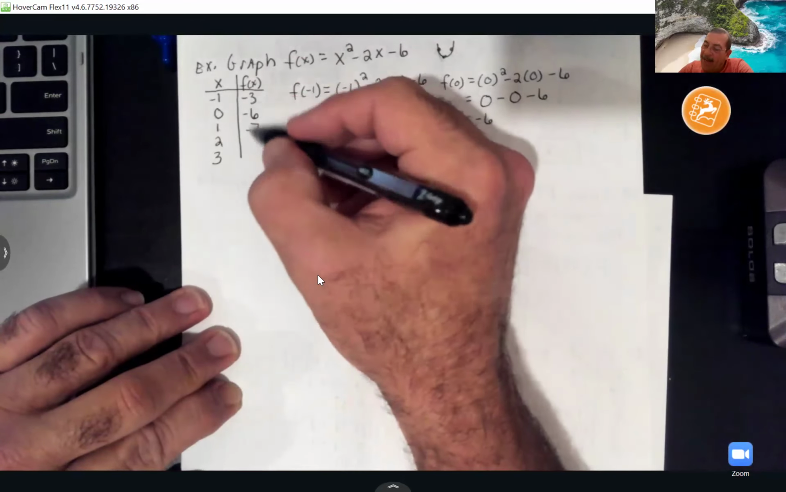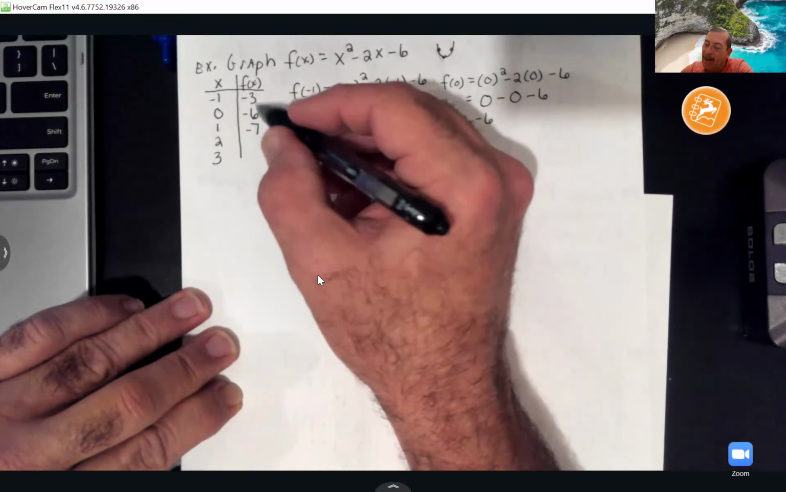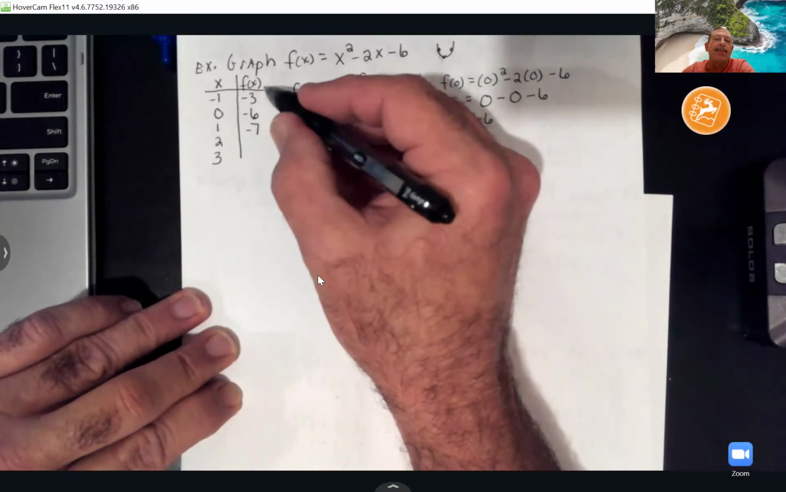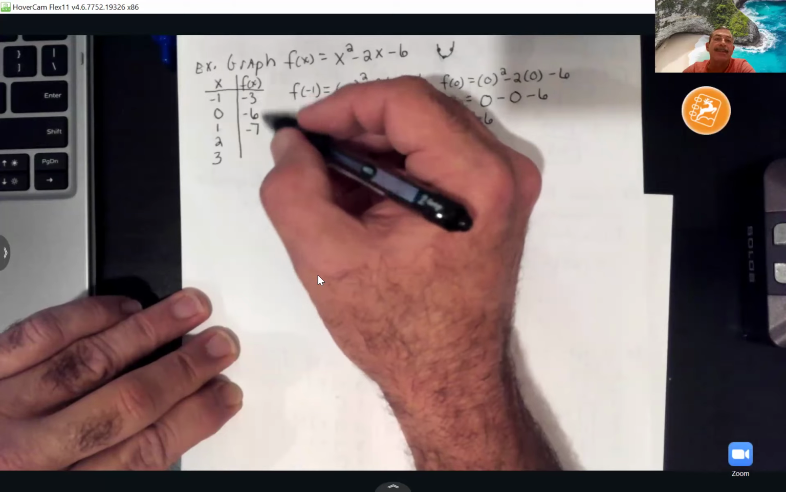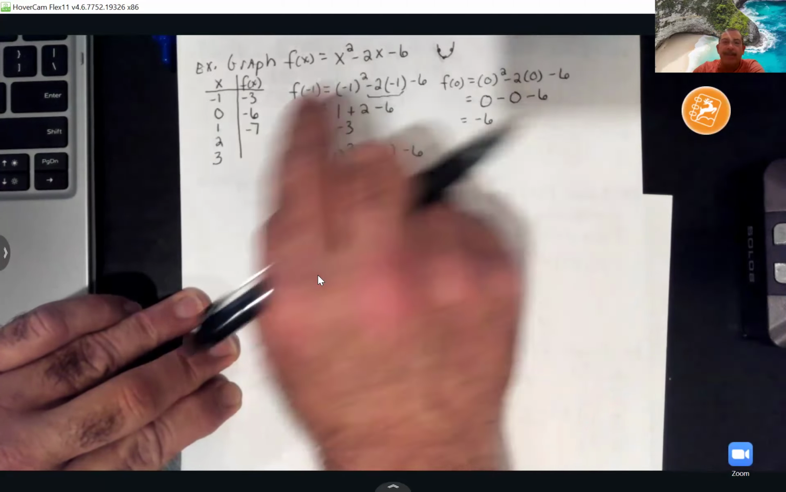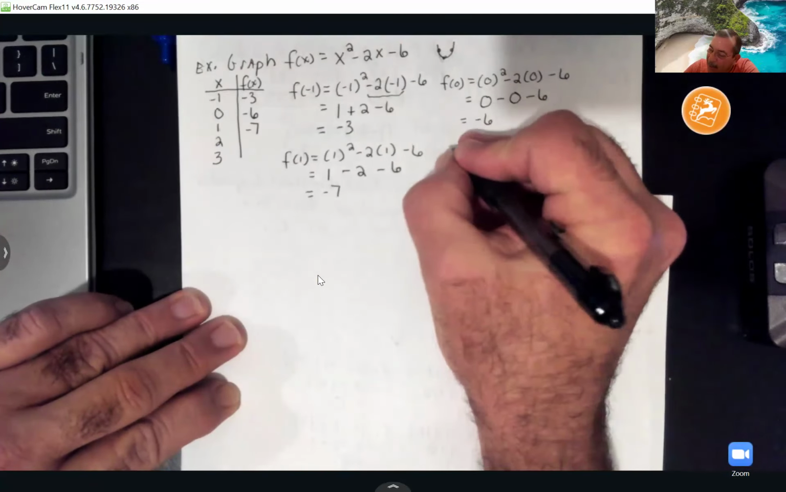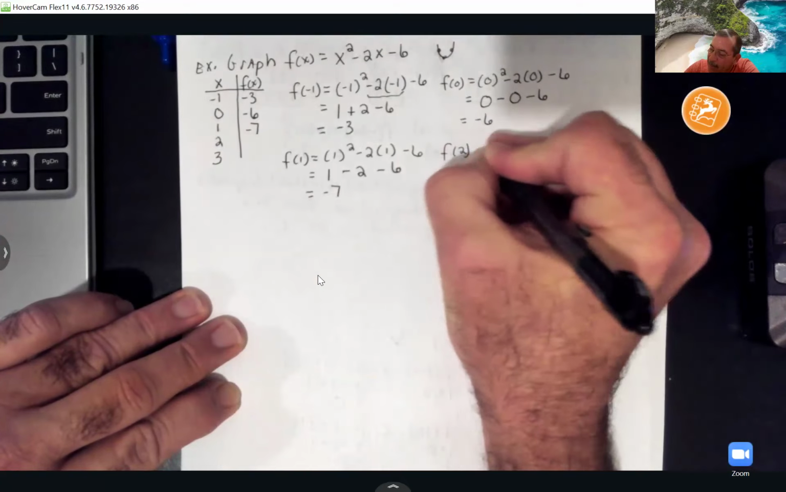All right, so I'm halfway down this thing. In my middle was 1, -7. So I'm going to start expecting numbers to start looking like these other numbers up here, because these U-shaped graphs, these parabolas, are symmetric also. So let's see what we get with f of 2.